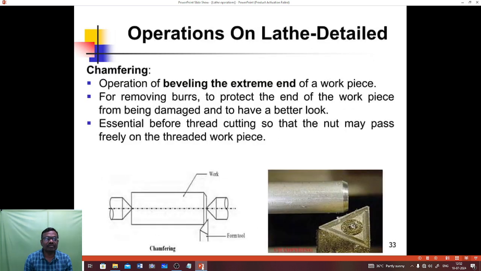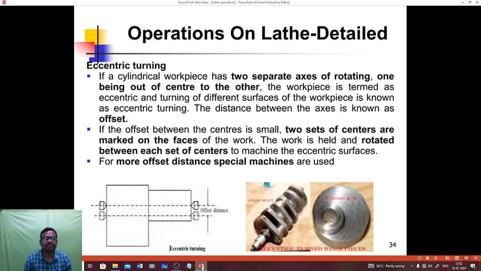The next one is chamfering operation. Operation of beveling the extreme end of workpiece, for removing burrs, to protect the end of the workpiece from being damaged and to have a better look. It is essential before thread cutting so that the nut may pass freely on the threaded workpiece.